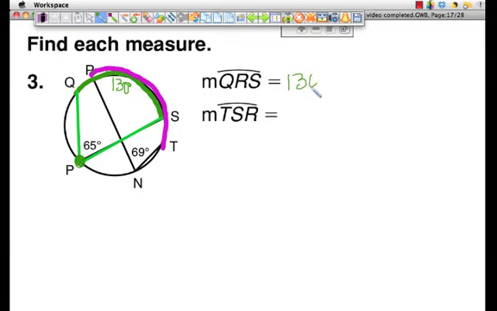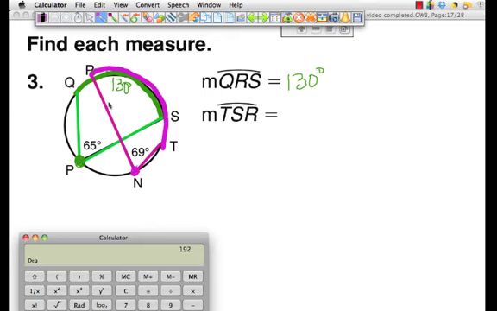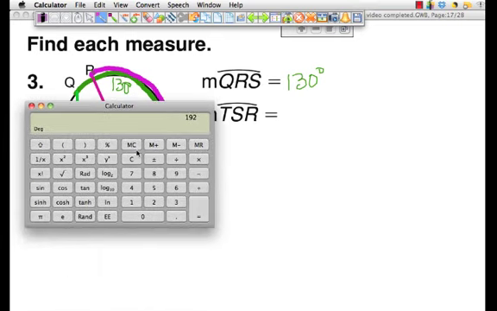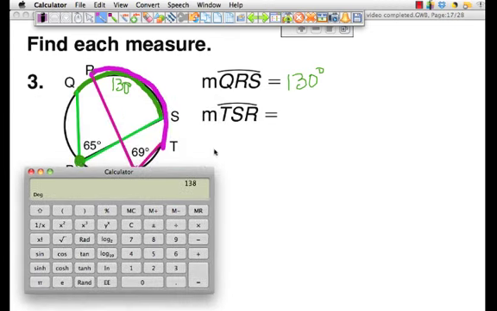And for the other one, you have to look at what angle intercepts that arc. So we go from the endpoints, from R to the angle that's created right there, and from S, the other endpoint, to the angle that's created right there. Well, the angle that's right on the circle, angle N, has to be half of the arc that's intercepted. So you take your 69 and you multiply by 2. Since it's smaller, it gets bigger. So 69 times 2 comes to 138 degrees.